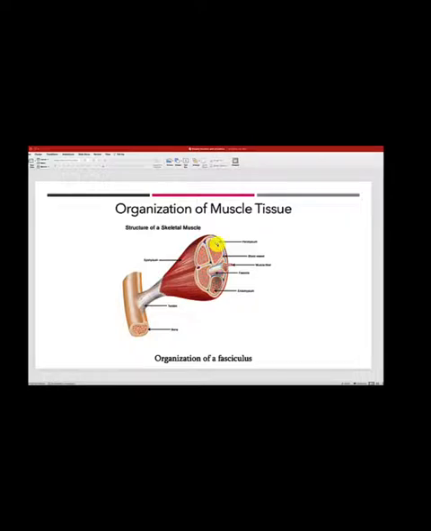Now, why I like this picture better is because it does a much better job at showing you that the endomysium is the connective tissue that surrounds each one of these fibers. So not only does the fascicle have a tissue surrounding it, which is the perimysium, but each one of these fibers also has one. So we have these three different types of tissue that will essentially allow the contraction to occur and spread it across the entirety of the skeletal muscle.